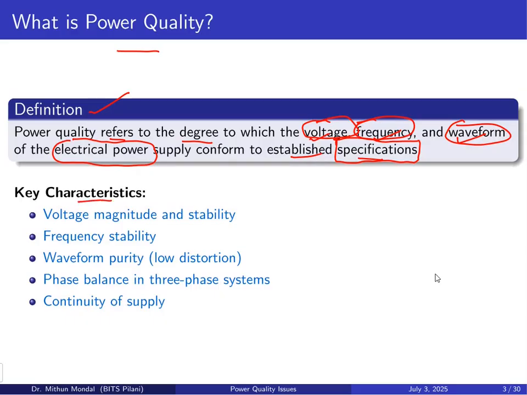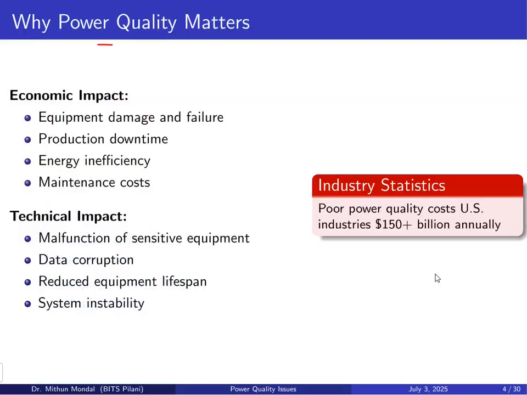So the key characteristics that define the power quality are the voltage magnitude stability, the frequency stability, the waveform purity which causes low distortion, phase balance in three-phase systems, and the continuity of the supply. So the question is why the power quality actually matters. It may be causing the economic impact or it may be causing the technical impact.